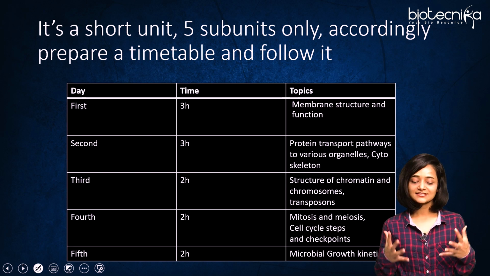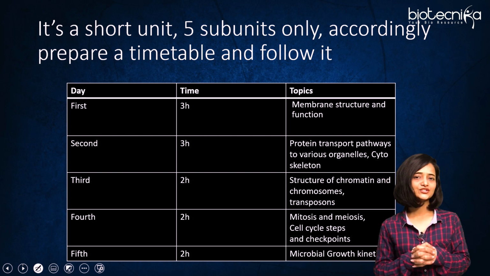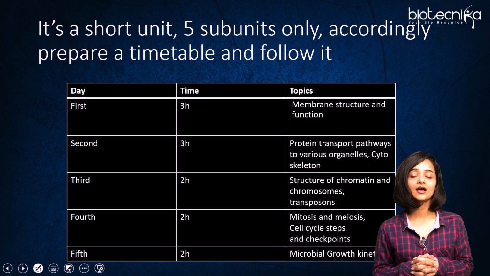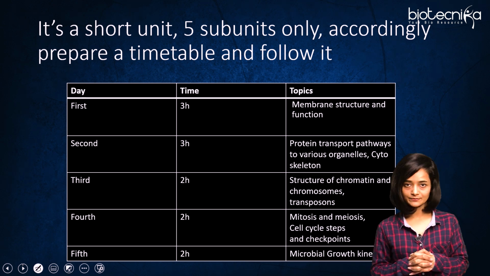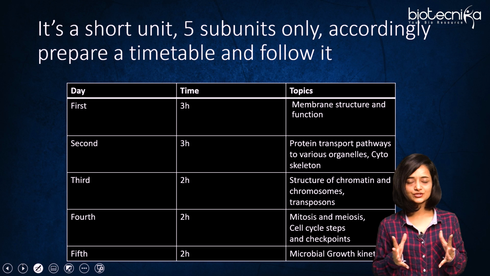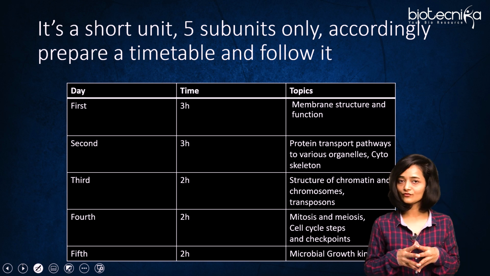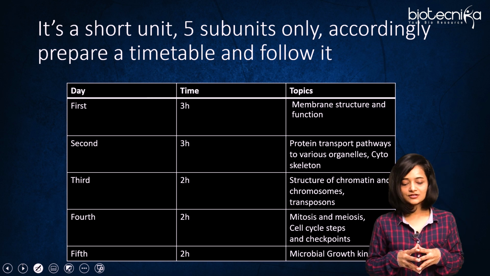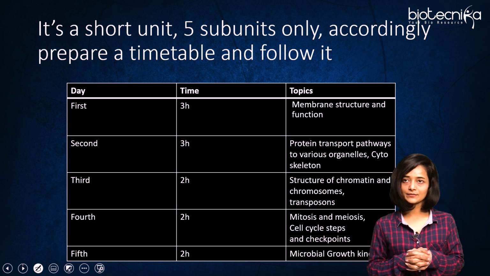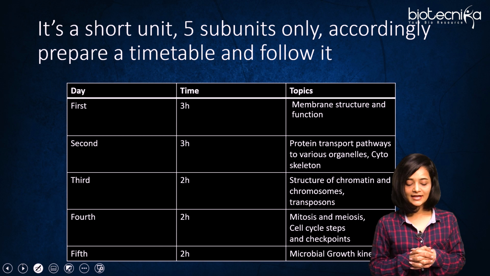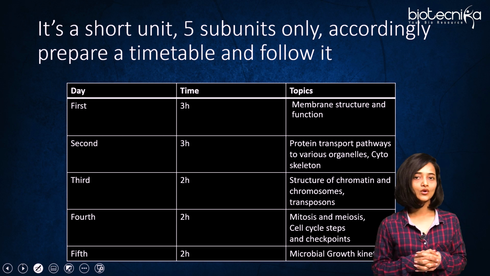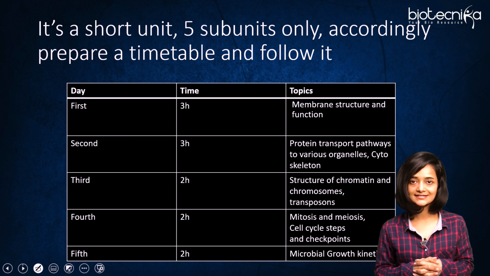Okay, then comes the study plan. You need to have a very good study plan for revising the Unit 2 syllabus. As we know, Unit 2 is a very short unit. Only 5 subunits are involved in this particular unit. So accordingly, you can prepare a timetable for yourself. In 5 days only, you can revise the whole of the cellular organization syllabus.